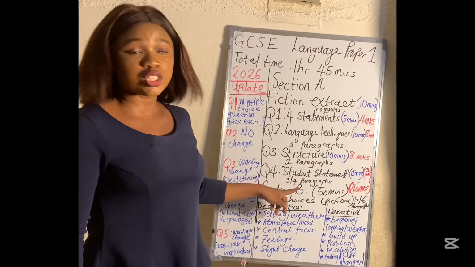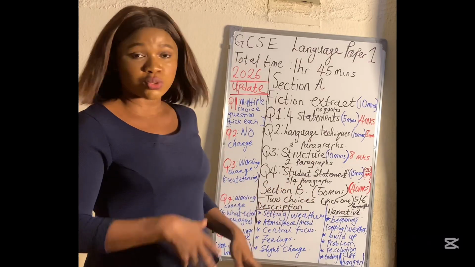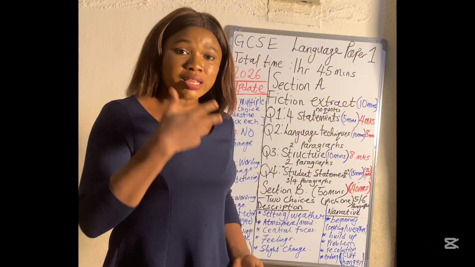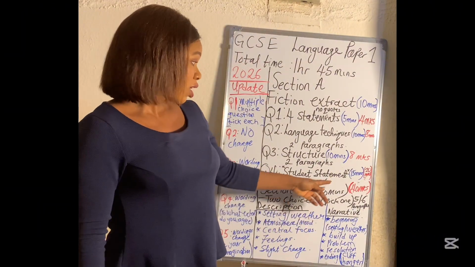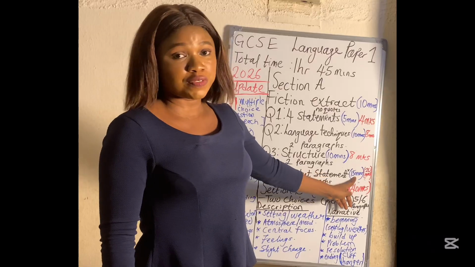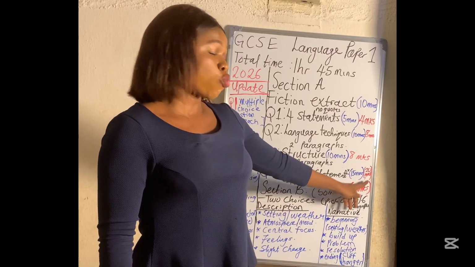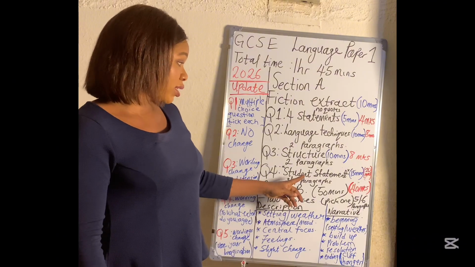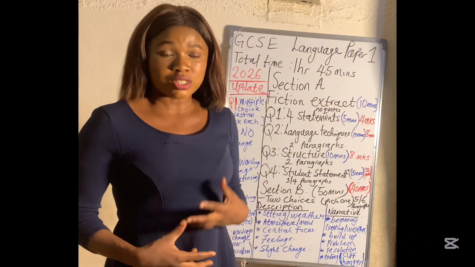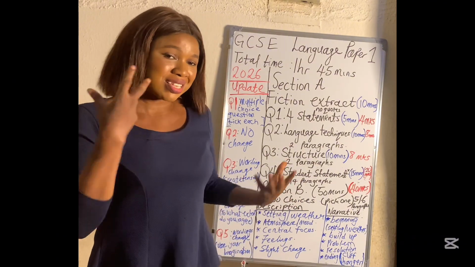Then question 4 is a student statement. They always ask you to either agree or disagree. I always tell my students to agree. You have to write 3 to 4 paragraphs. You're supposed to spend 15 minutes here, and 20 marks is awarded for this question. For the student statement, I'll ask you to agree. Just look at the passage, understand it, and then agree with what they say and bring out evidence for it.